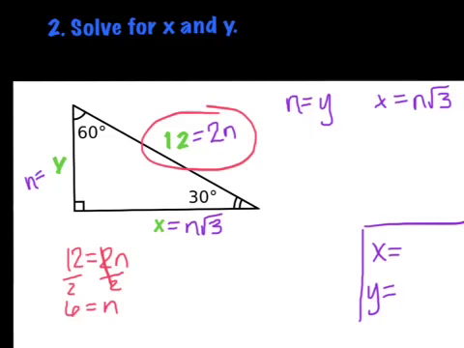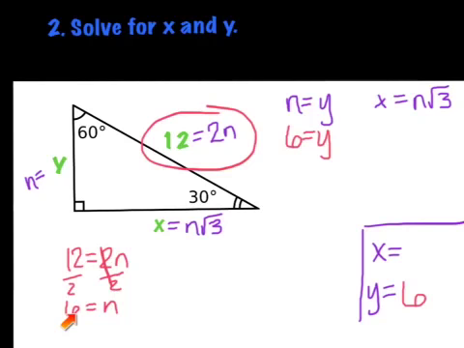So now that we know what n is, we can just go in and plug it in. So here's n. We know that that's 6. So y is 6. And we could figure that out easily too, because we know that the smallest side is half as big as the hypotenuse. So if the hypotenuse is 12, the smallest side would have to be 6.